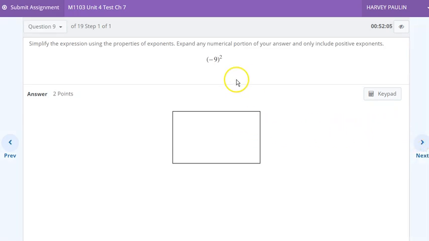So every once in a while there are some easy ones. Now here we're squaring a negative 9. So negative 9 times negative 9 is a positive 81. And we don't put the plus. So one that was easy.